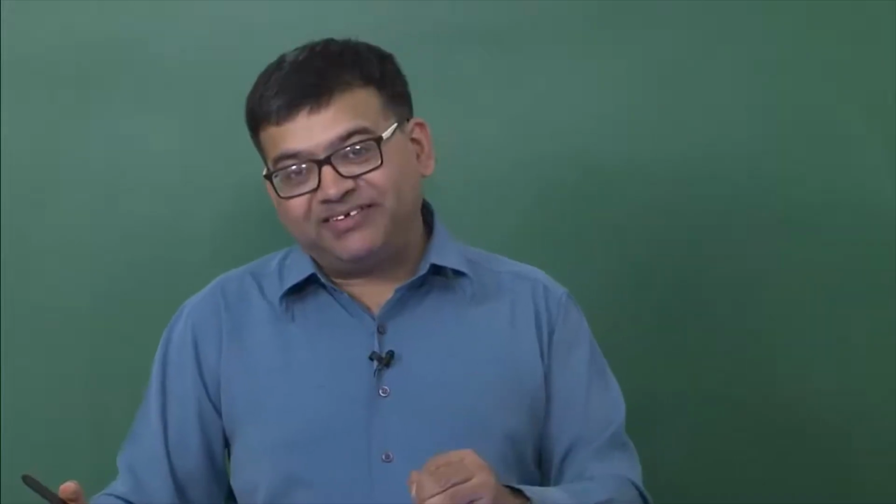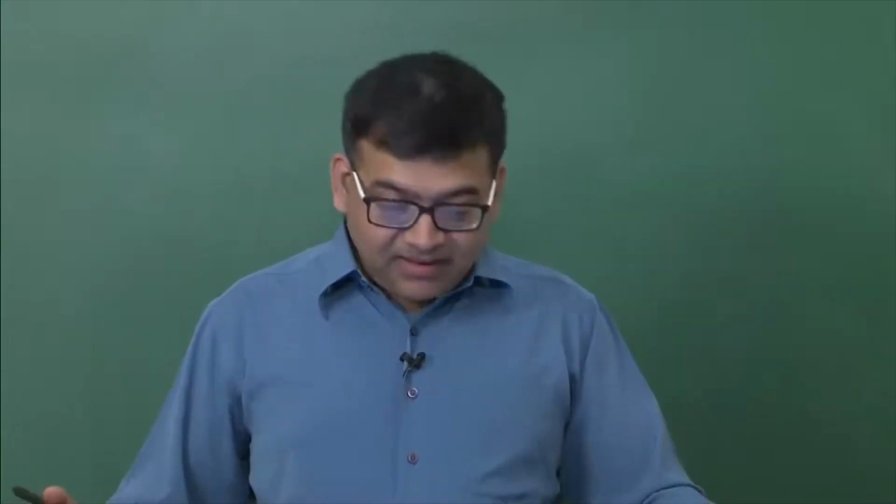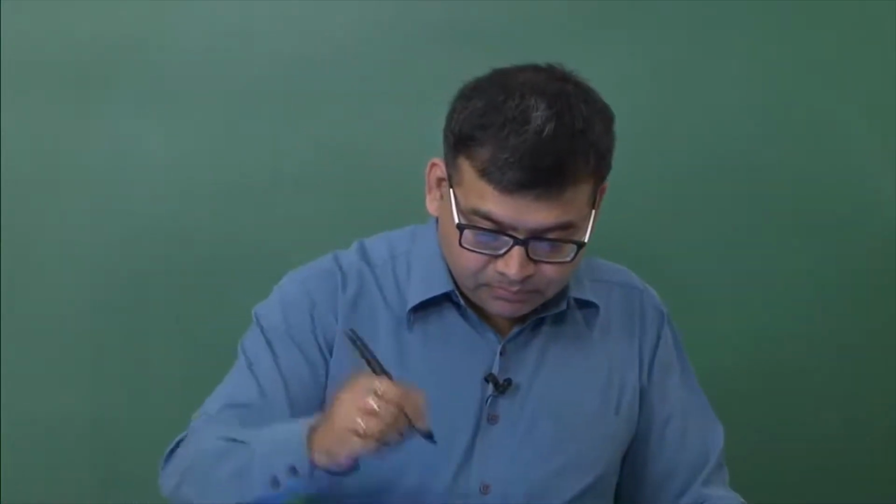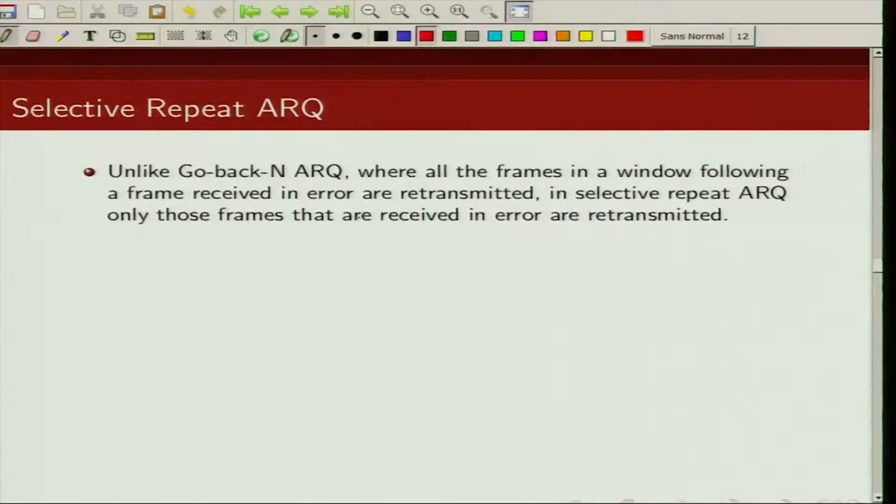So in terms of efficiency, this is still not very good because we are retransmitting some packets which we might have received correctly. The other extreme is what is known as selective repeat ARQ. In this case, when a frame is received in error, we are only going to send those frames which have been received in error.